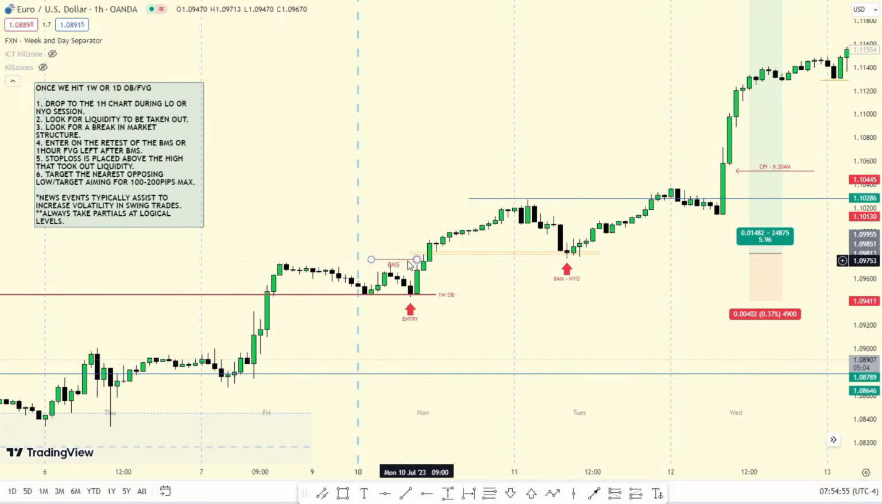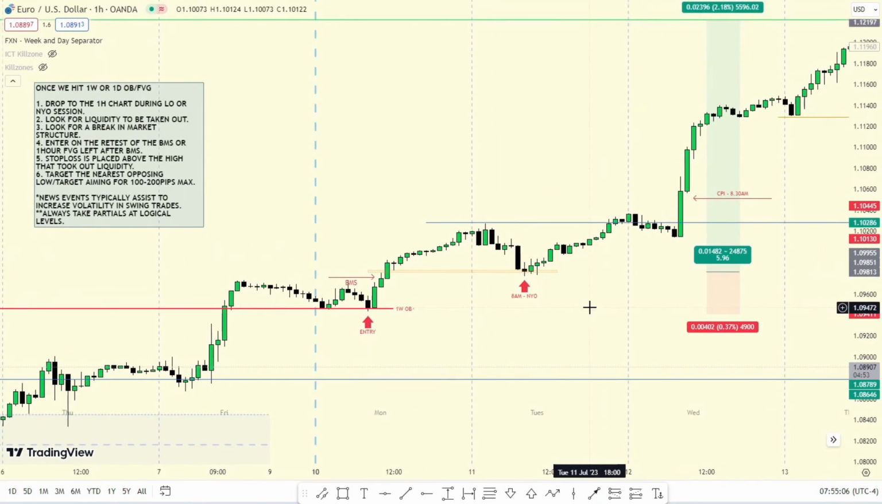So after we broke structure right there, it leaves an imbalance. It rallied that day on Monday, then Tuesday comes back to retest during 8 a.m. New York session. So that's your entry right there. This is the entry I'm outlining, and it's about 40 pips when you place your stop below that low. You want to place your stop below the low that took out sell stops, and aim for that objective up there.